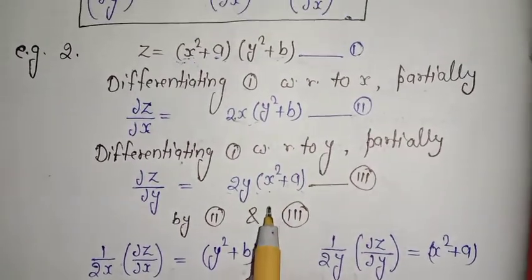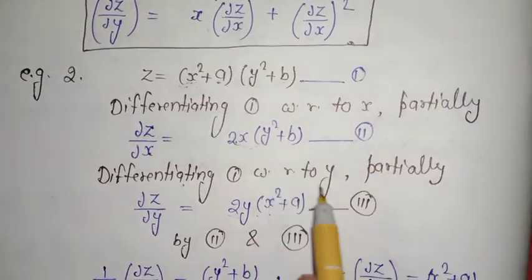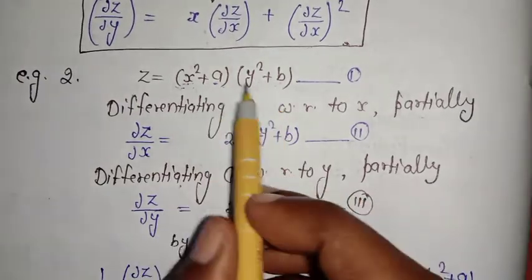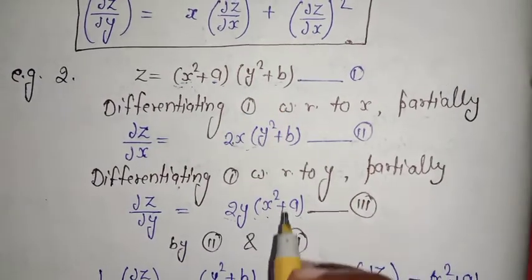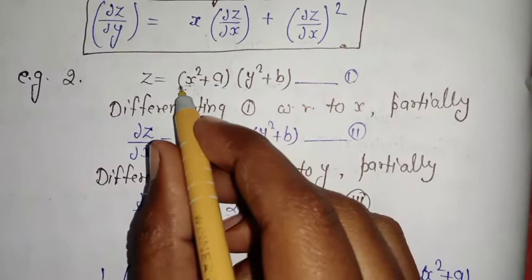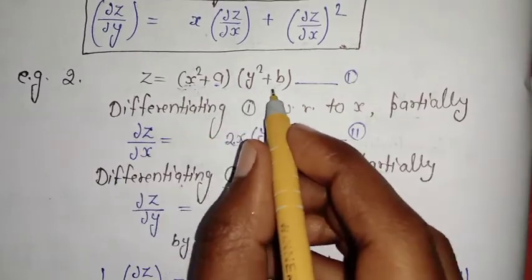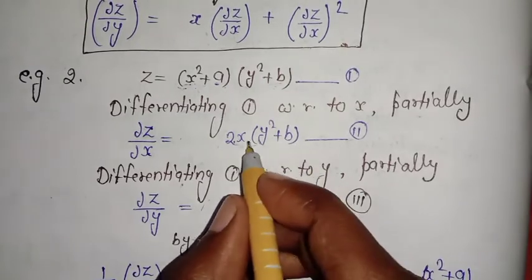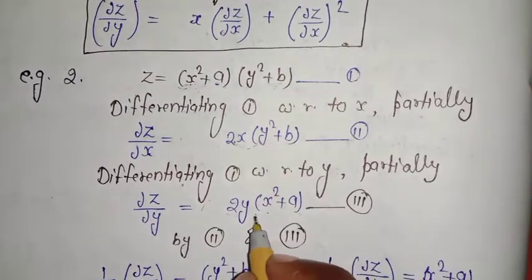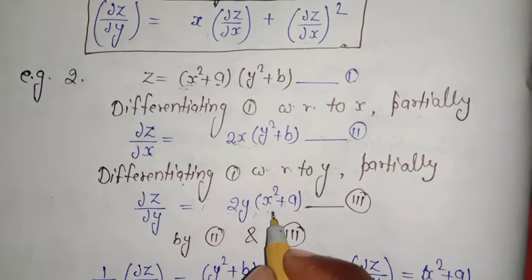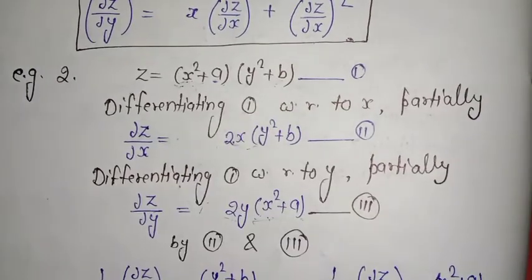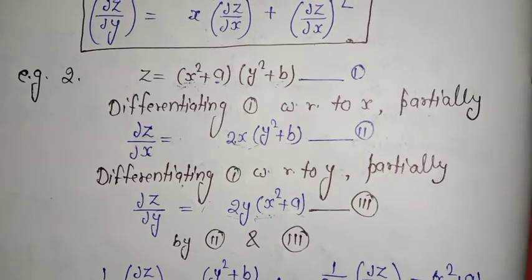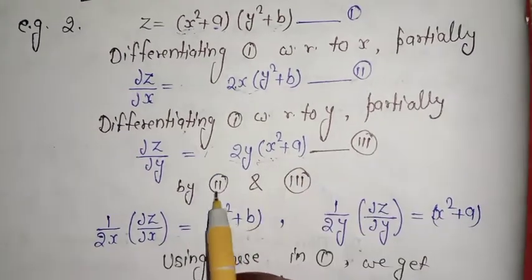Now we have to use these three equations to eliminate the arbitrary constants a and b from equation number 1. If we see in equation number 1, x square plus a and y square plus b are present. If we use these two equations, then we can find the value of y square plus b from here and x square plus a from here. Then we can use those values in our equation number 1, so that our arbitrary constants get eliminated. So I am going to do that. I am using first, second and third.